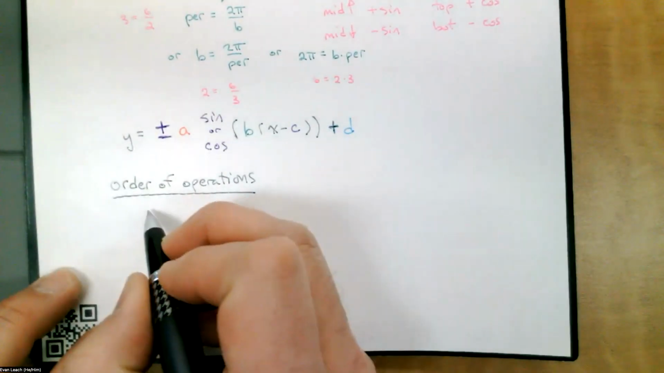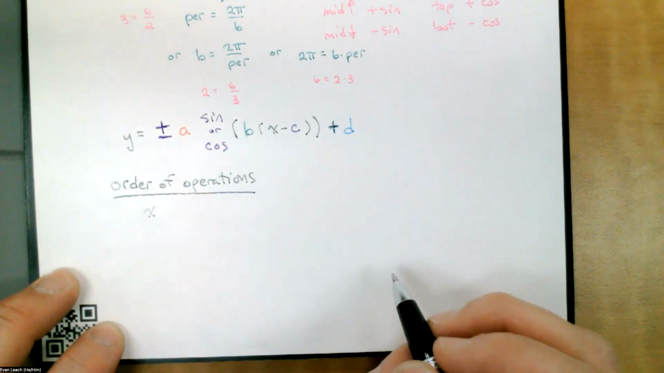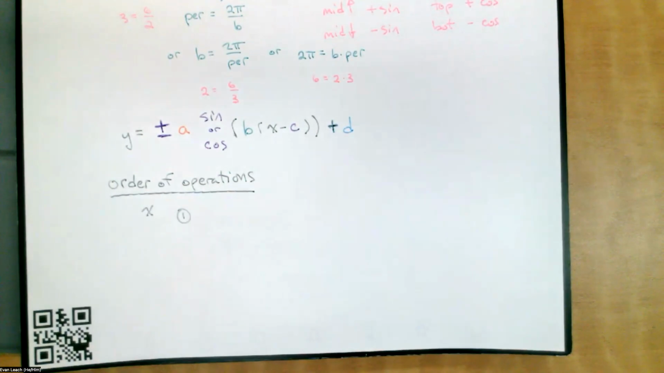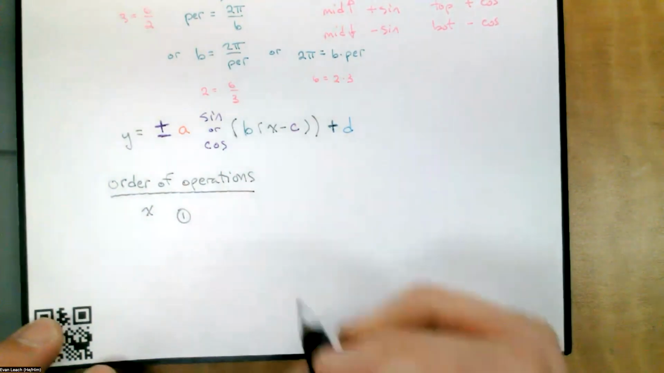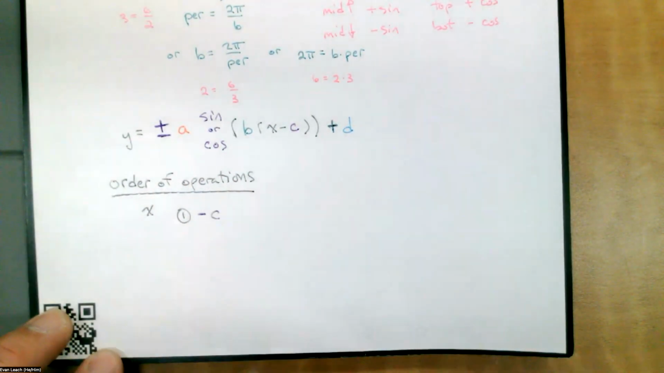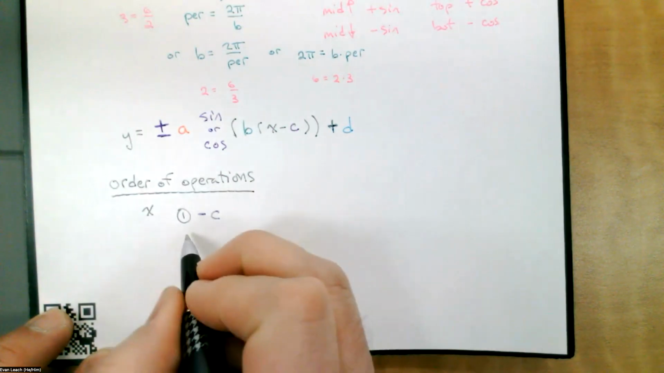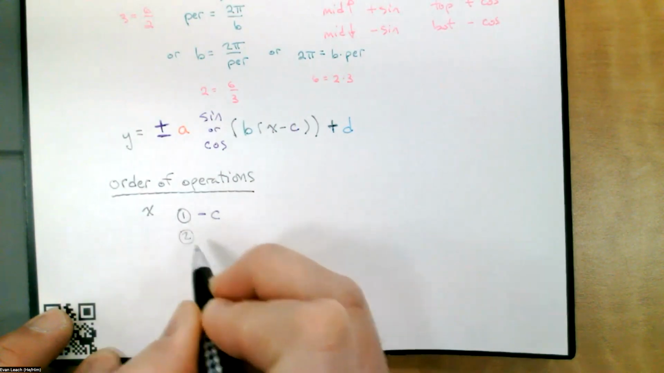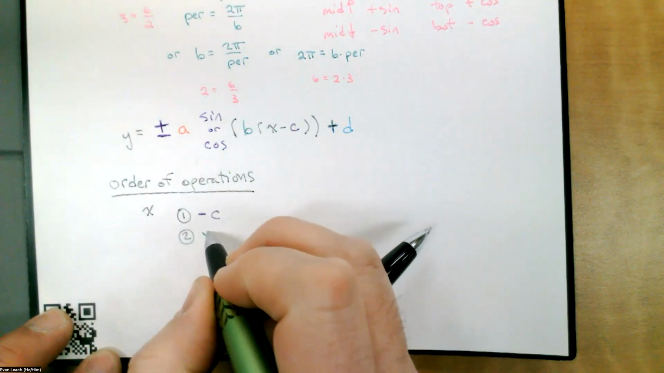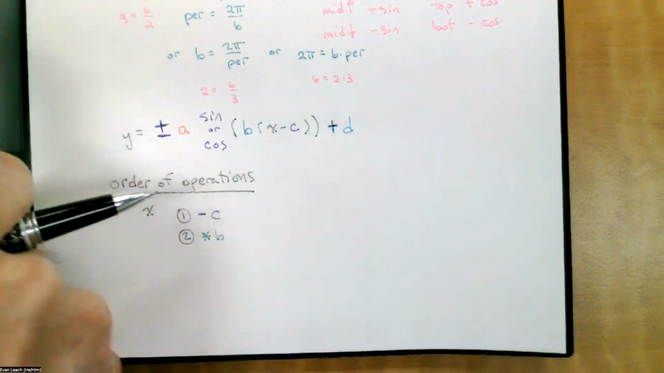So let's suppose that we start with an x. If I plug in a number for x, what's the first operation that we would perform? Subtraction. The first thing we would do is subtract c. After we subtract c, we've got this quantity. What's the second operation we perform? Multiply by b.